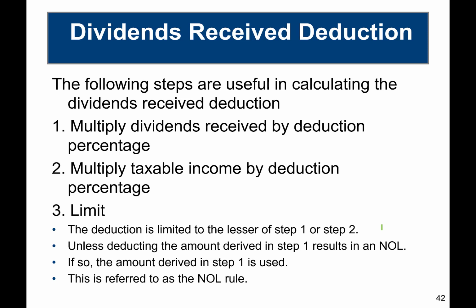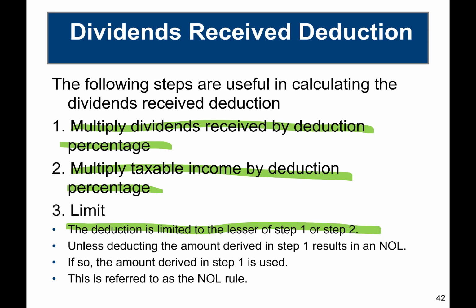First, multiply the dividend received by the deduction percentage. Whatever the dividend was, times the 70%, 80%, 100%, whatever it is. Then, step 2, multiply taxable income by the deduction percentage. Again, 70%, 80%, 100%, whatever it is. So we've taken two numbers: the dividend received by the deduction percentage, and the taxable income by the deduction percentage. The deduction is limited to the lesser of step 1 or step 2, whichever yields the smaller number.